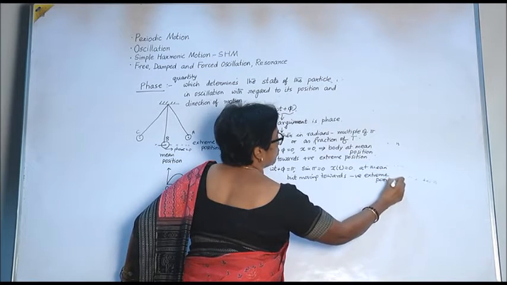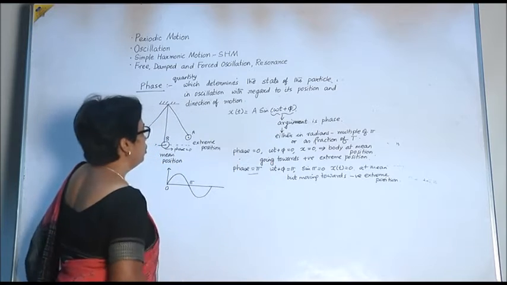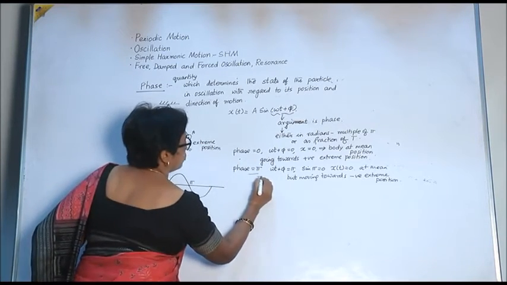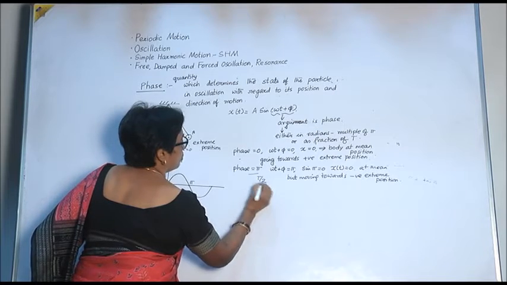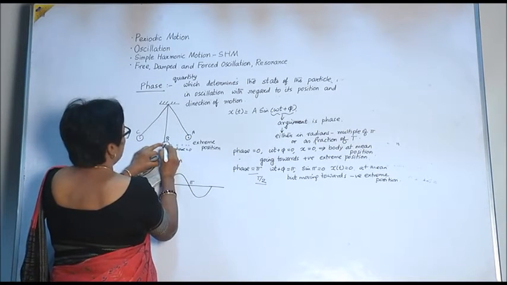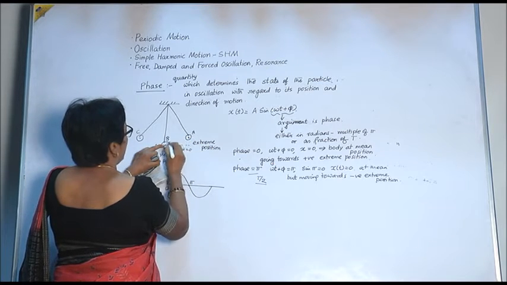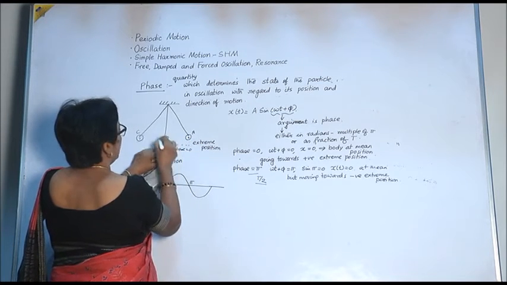This is the difference between 0 and pi. Now, I can call this also the time period T by 2. In terms of time period, it is equal to T by 2, because if you start from here, the time taken to go to A, back to B, C, again to B.